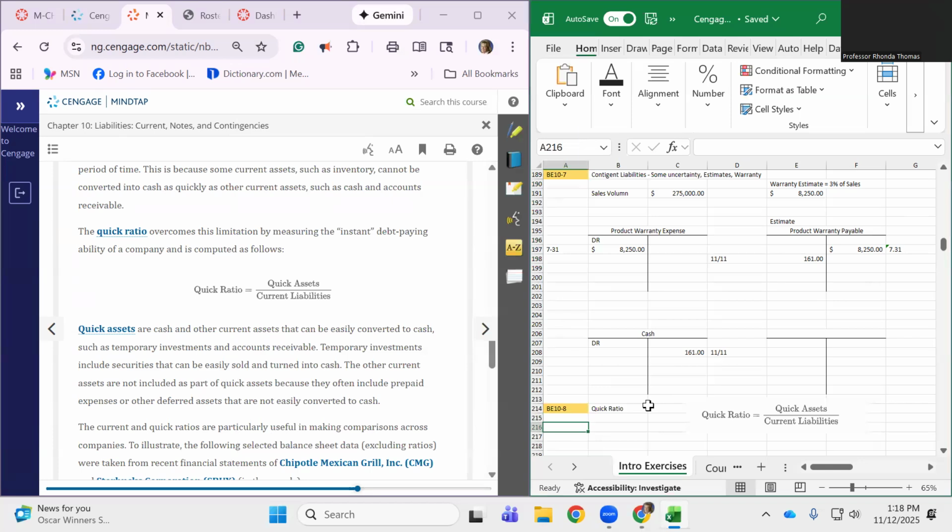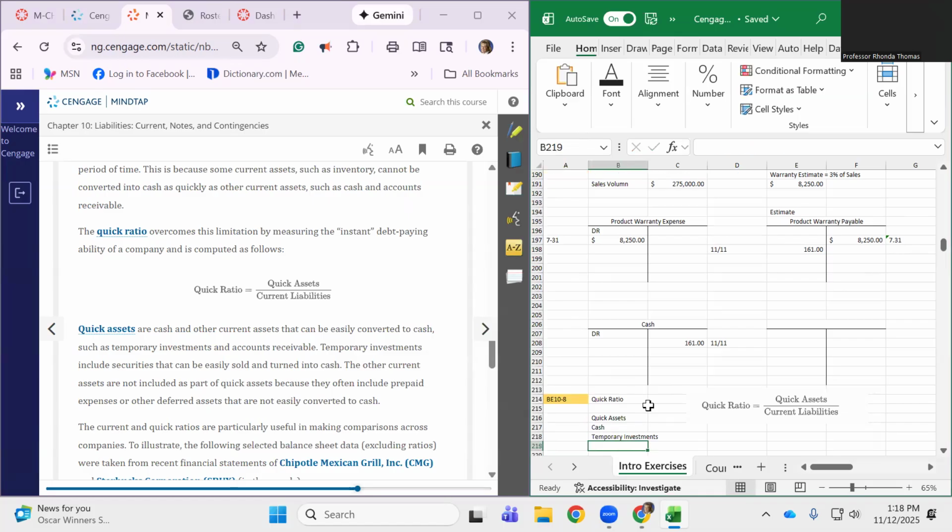Okay, it says quick assets are cash and other current assets that are easily turned into cash. So let me put these down. Quick assets tend to be cash, something called temporary investments. Now you haven't seen those yet, but if they're on a balance sheet, then they're considered quick. And then the other quick one is accounts receivable. So these are based on how quickly we could turn these into cash. So cash is already there, right? Cash is already cash.